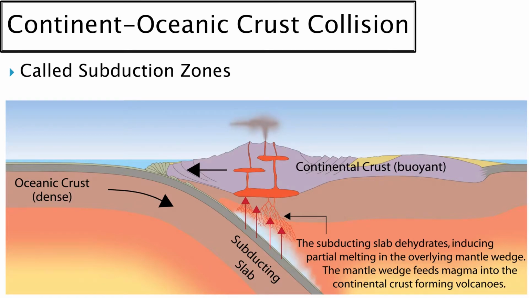Now, at a convergent boundary where continental crust pushes against oceanic crust, the oceanic crust, which is thinner and more dense than the continental crust, actually sinks below that continental crust. And this is what we call a subduction zone. So the oceanic crust descends into the mantle at a rate of only centimeters per year. And this oceanic crust is called the subducting slab. And we can see that right here.